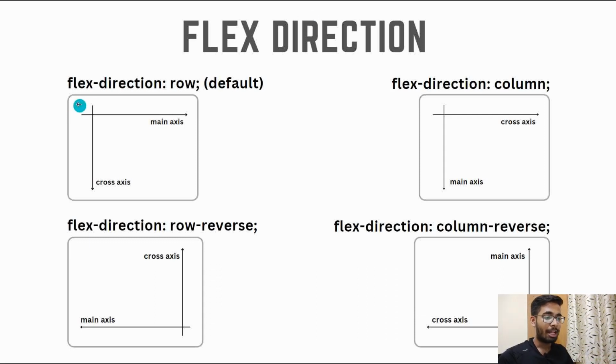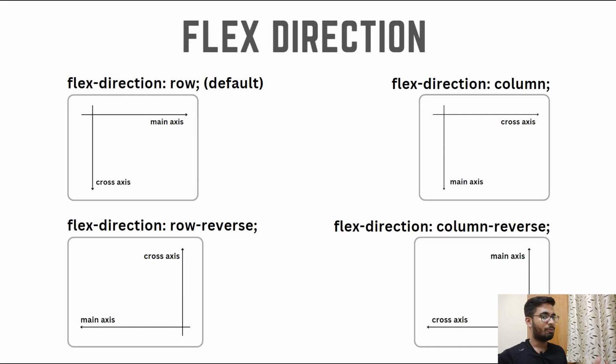So just imagine a table. When we set flex direction to row, which is also the default value, then the direction of the main axis will be horizontal, from left to right. Next, if we set flex direction to column, then the direction of the main axis will change vertically, from top to bottom along a column. And if you understand row and column, then you will automatically be able to understand row-reverse and column-reverse. They are just the opposite.